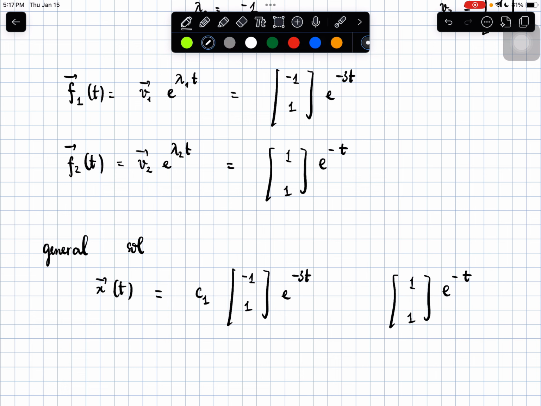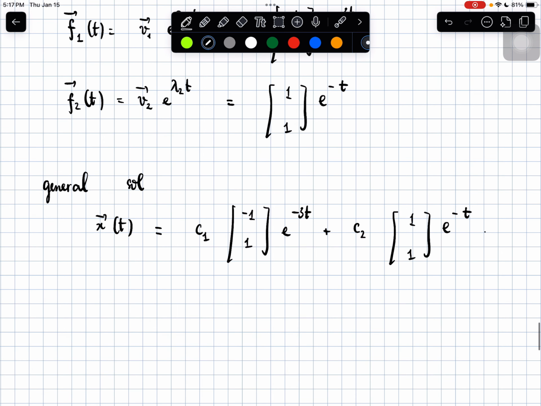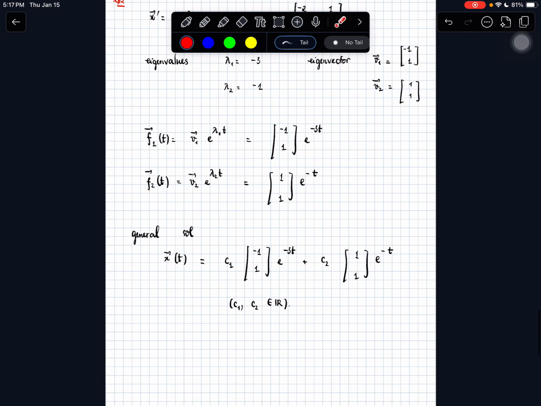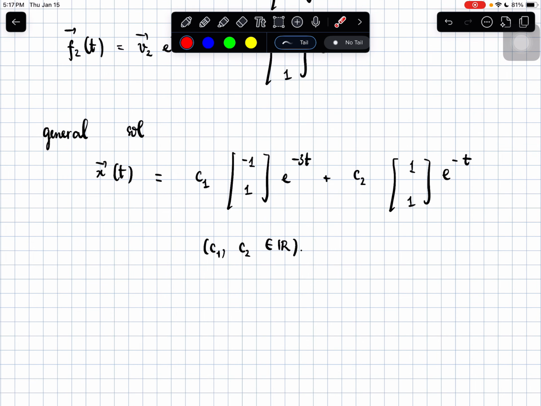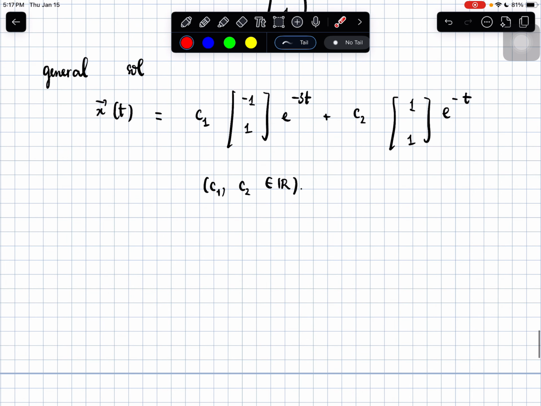This is a general solution. c1, c2 here are real numbers. In case they give us an initial condition, say x at the point 0 is something, then you can solve for c1, c2. Otherwise, we can stop right here. This is a general solution of this equation. Now let's draw the trajectory.